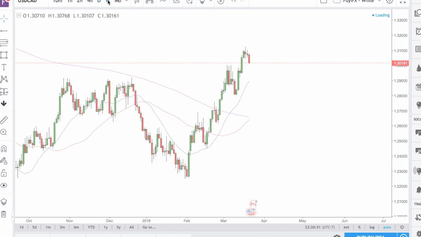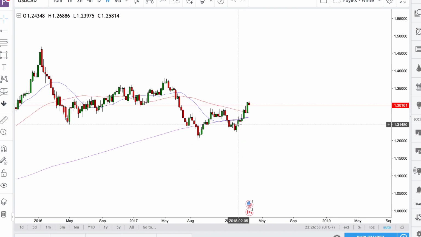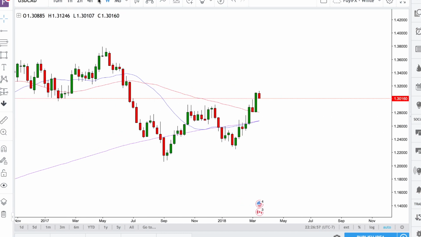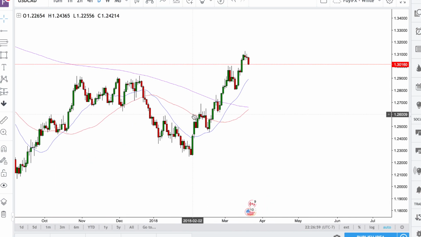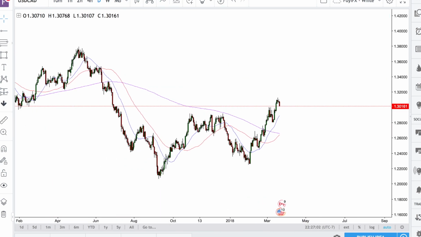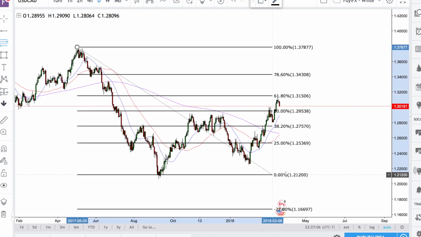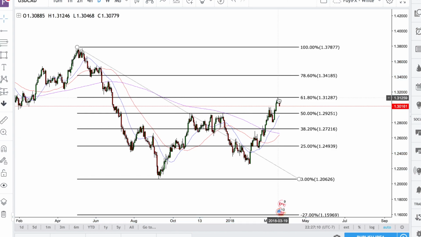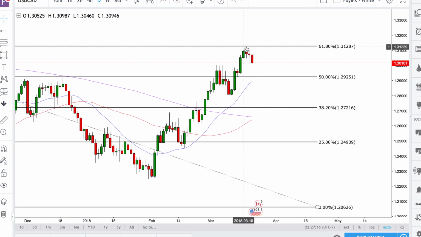Now, I like dollar CAD. Nice engulfing candle there on the daily. But I do want to show you guys this here. Well, we could look at it on the daily. That's fine. Once again, a fib tool from high to low. And look at that. Price came right into the 61.8 at 131 and some change. We didn't quite tag it, but that's pretty close.